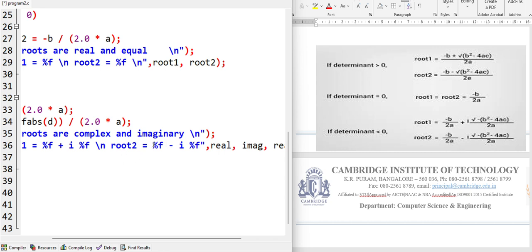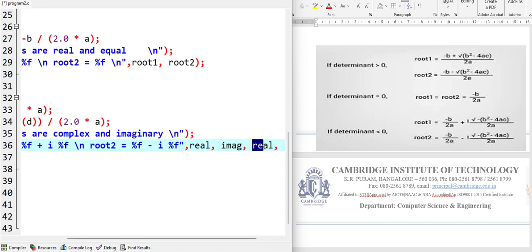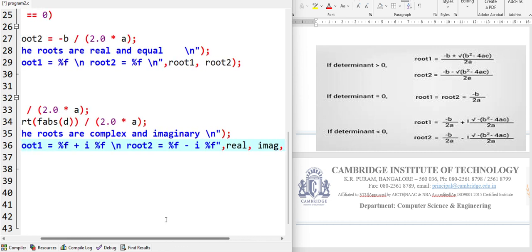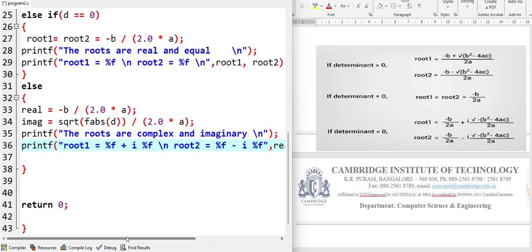The same thing, it's written here. First one is percentage F, that is a real part, and after minus I, once again we have to display the imaginary part. For both the roots, the same values will be used: real, imaginary, real and imaginary. But only one difference is for the first root, that is plus I, and for the second root, that is a minus I. That is the difference which you have to observe. Okay. So now we will execute and check for different values.